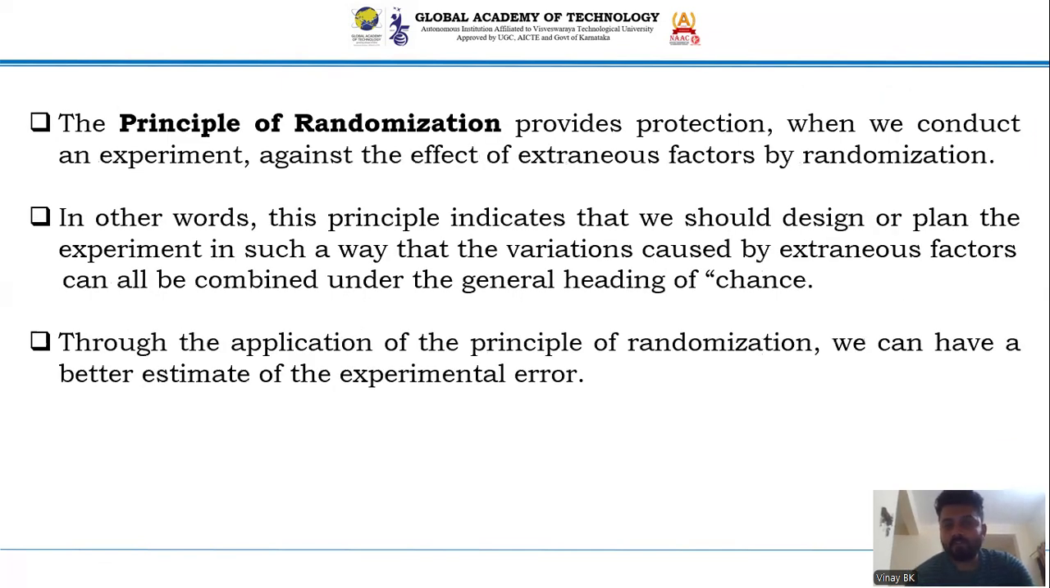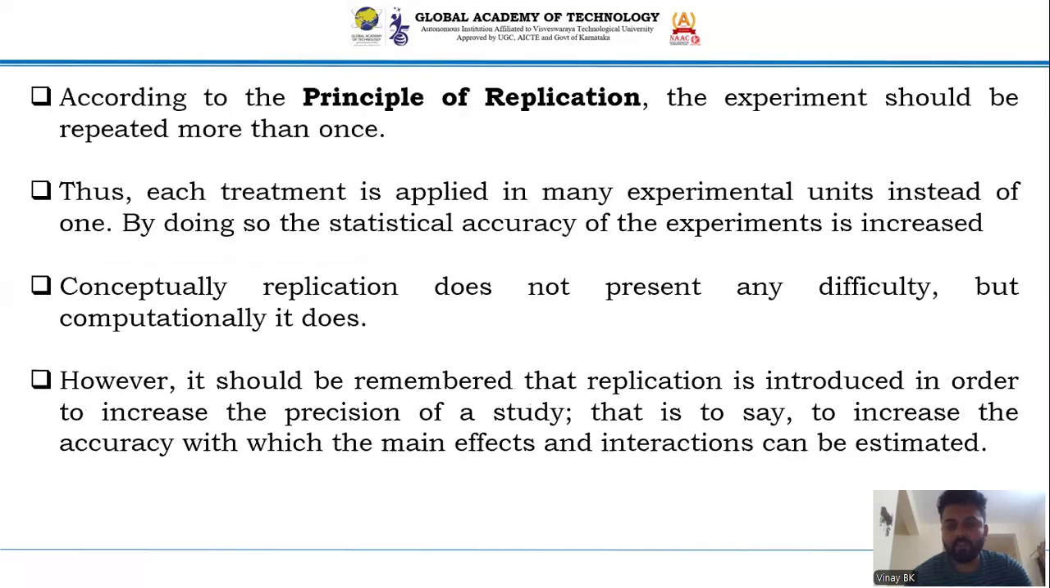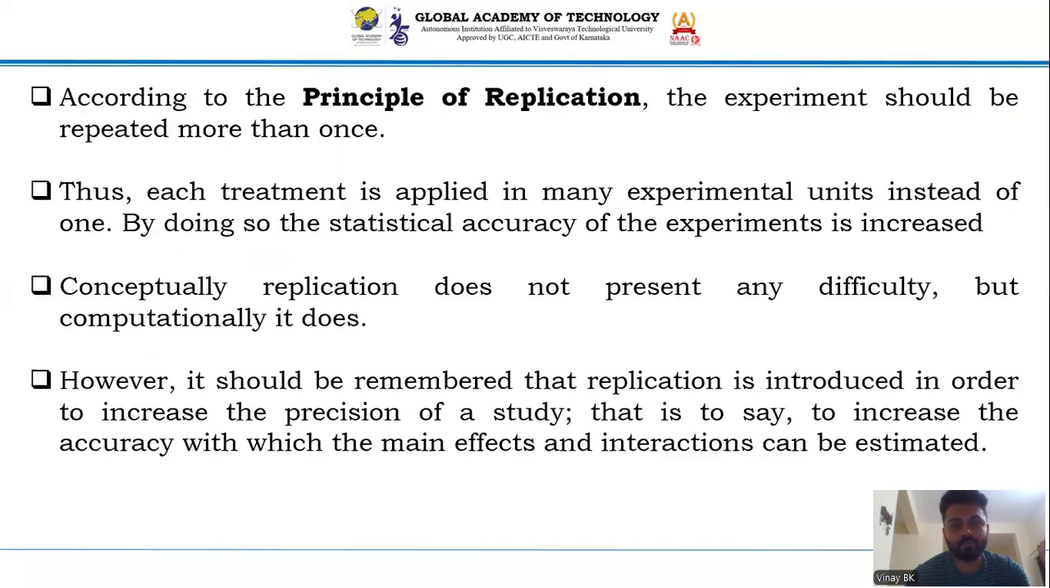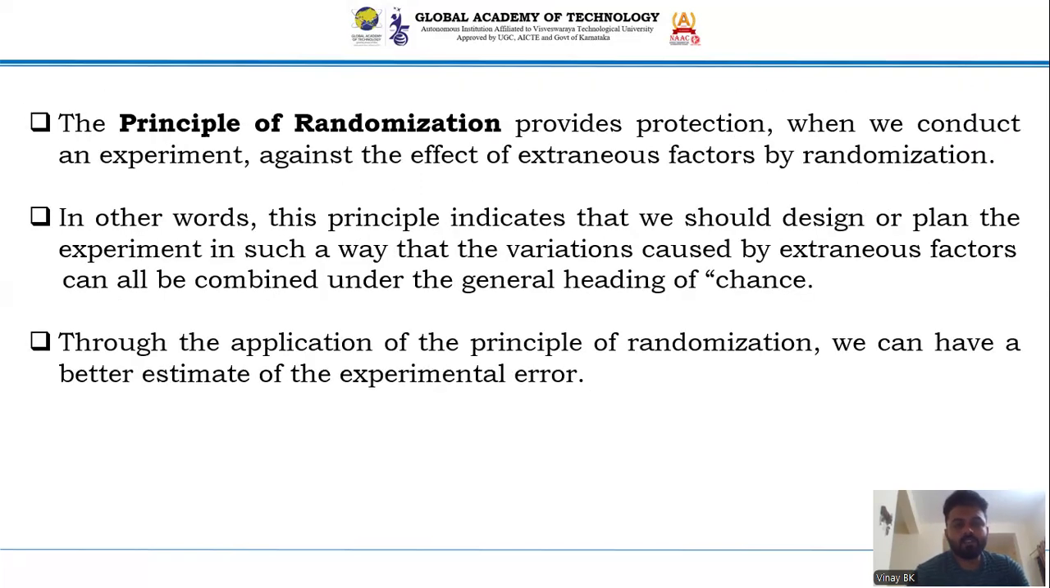Similarly, randomization provides a protection when we conduct. You can take screenshot of this from examination point of view. The principle of randomization provides protection when we conduct an experiment against the effect of extraneous factors by randomization. Means, as I told, extraneous factor is nothing but, if you consider a circuit, the temperature is an extraneous factor. So against that, if you're conducting the experiments, then we can call that randomization.